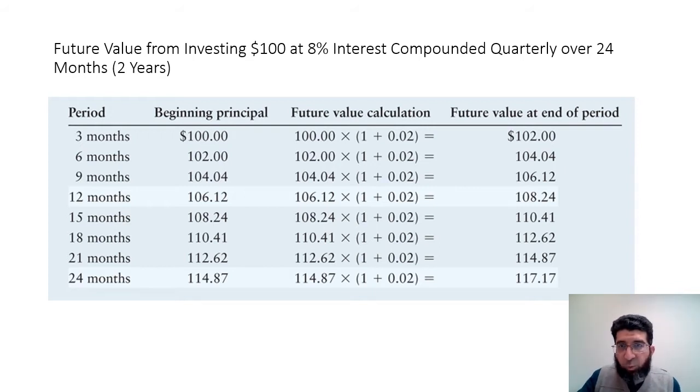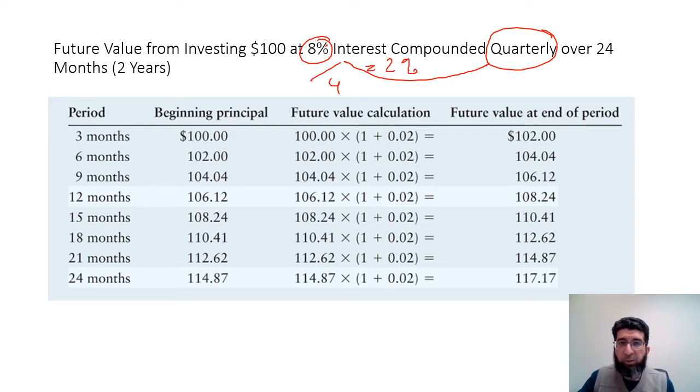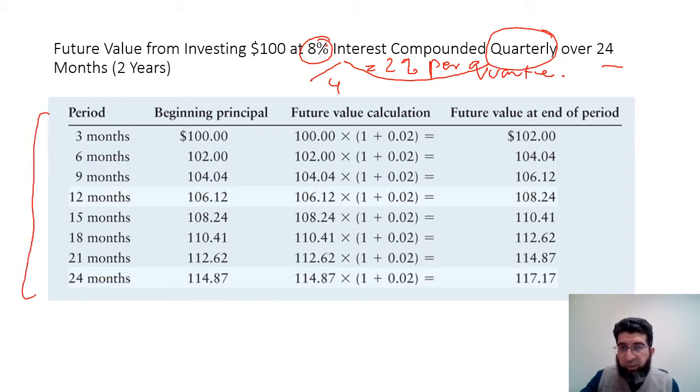Similarly, if we are compounding quarterly, we divide the 8% by 4 and get 2% per quarter, and over 2 years, here's the schedule. At the end, you will get 117.17, which is more than if you invest $100 for 2 years at 8% annually. Let's look at that.